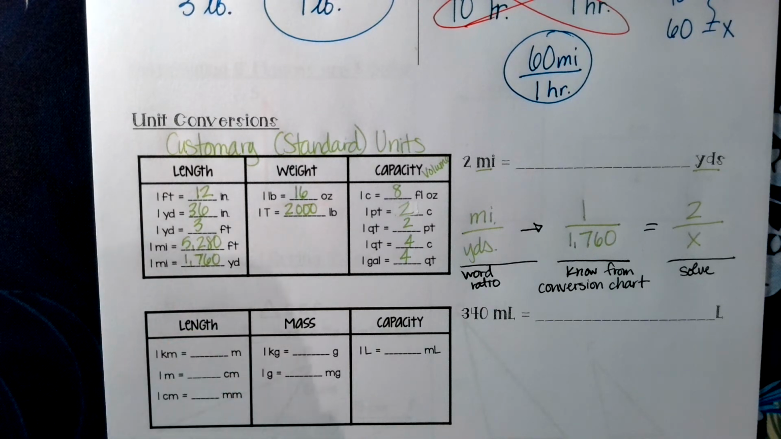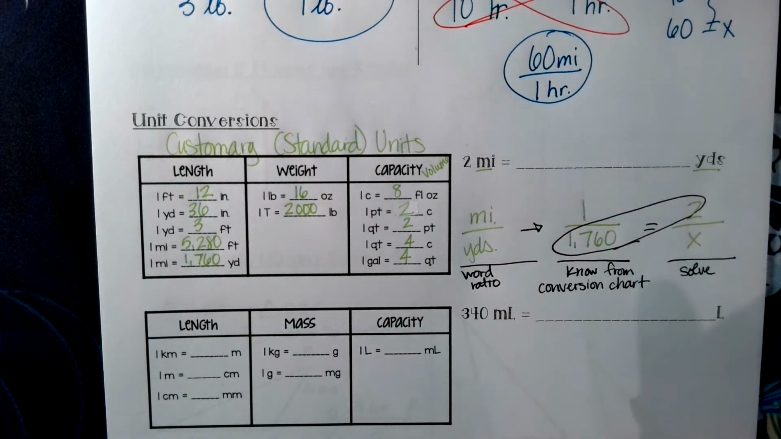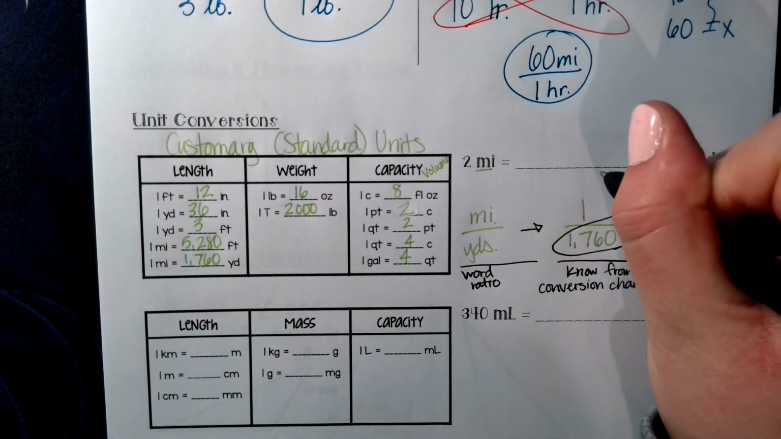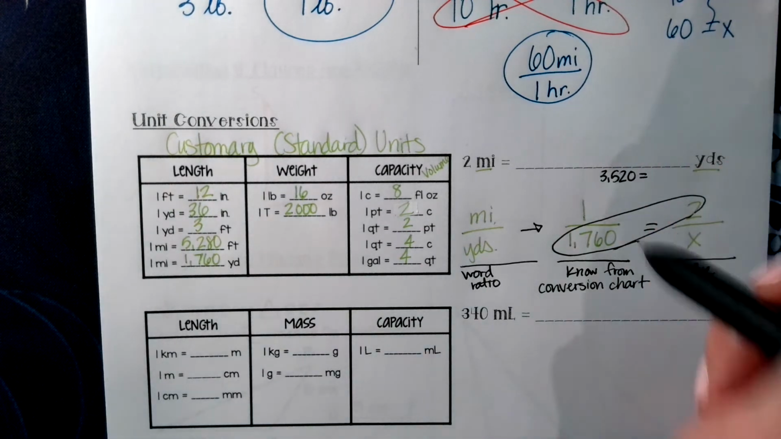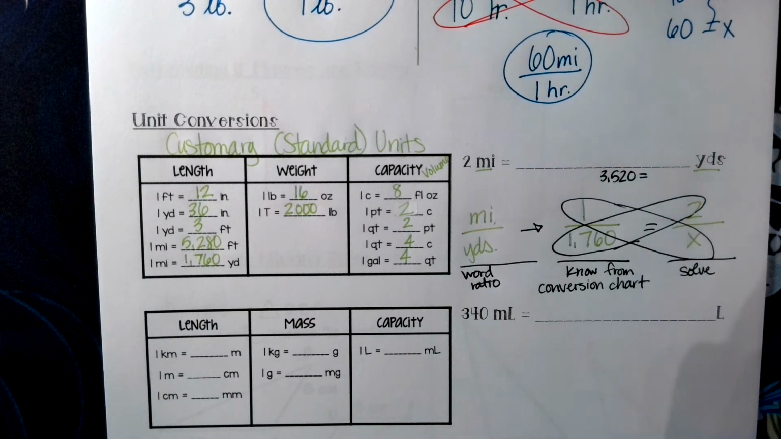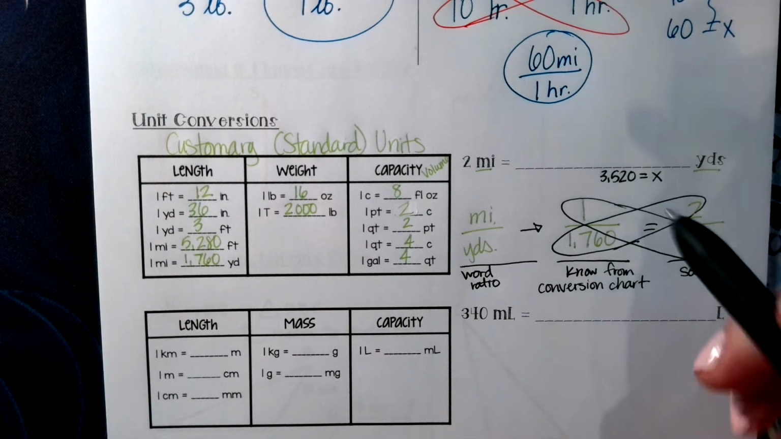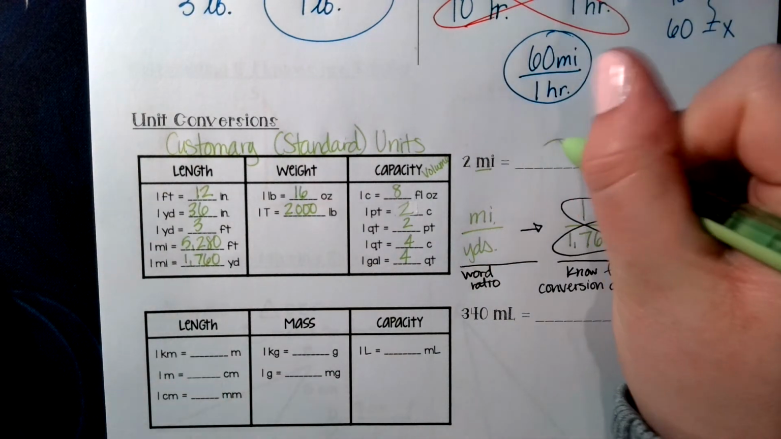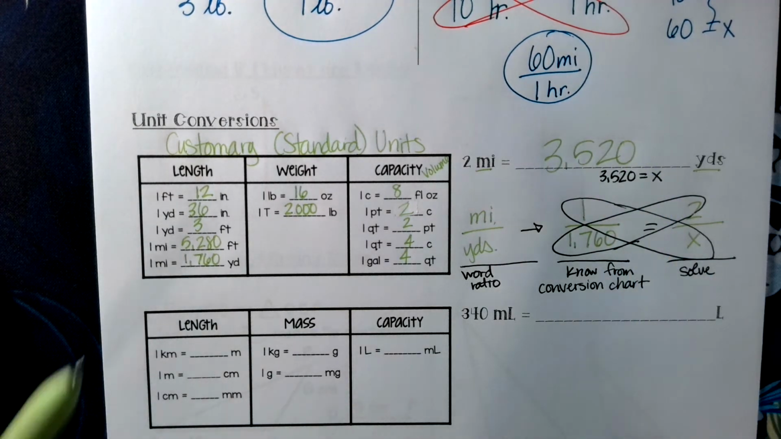So now what we need to do is we need to butterfly multiply. I need to take 1,760 times 2, which is 3,520. And I set that equal to the other side. 1 times x, which is x. There's no other work for us to do here. That's our answer. So 2 miles is equal to 3,520 yards. And that's it.